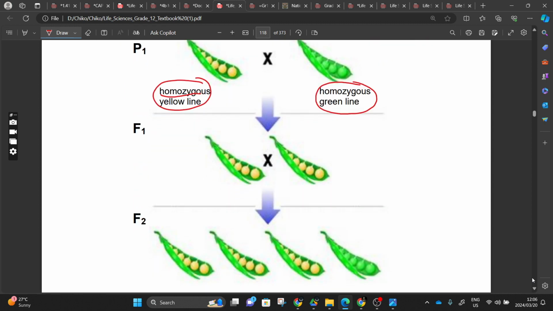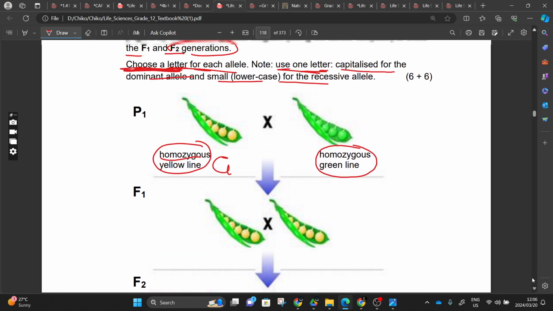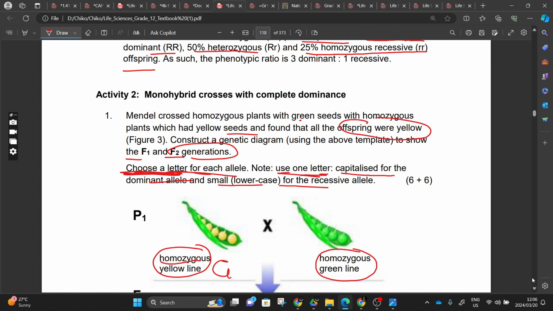So here they give us yellow and green, so we are going to have one letter. Let's use G. Because G is dominant over small letter g, it means that because all of them were yellow, they said that the female plants with green seeds, homozygous, were crossed with homozygous plants which had yellow seeds.